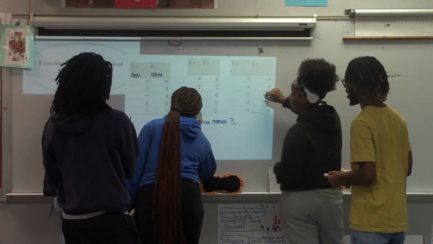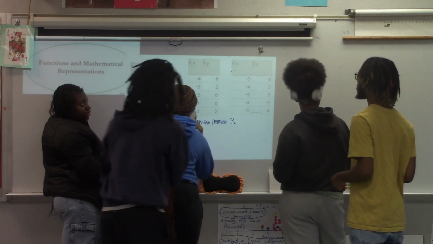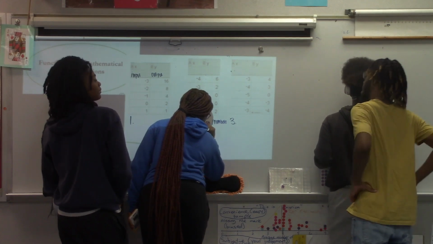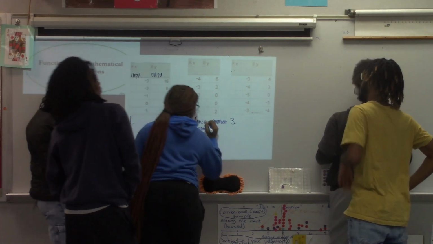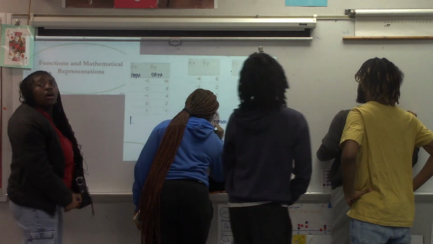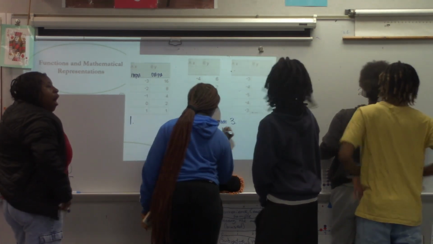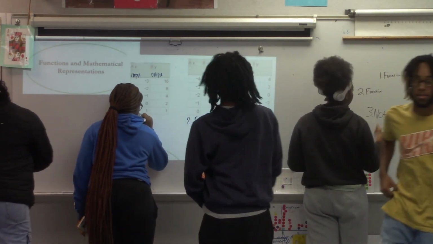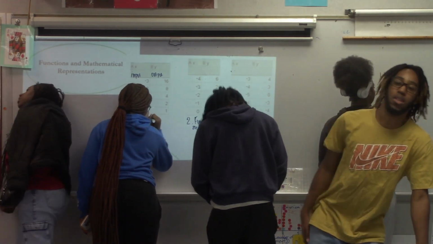Does input negative three have any other outputs? Okay, what does negative two have? Which one's your x? Does it have any other output? So for every input, for every x, only one output? That's what I go back to, the definition. Go back and look at your tables and see if you can figure that out.